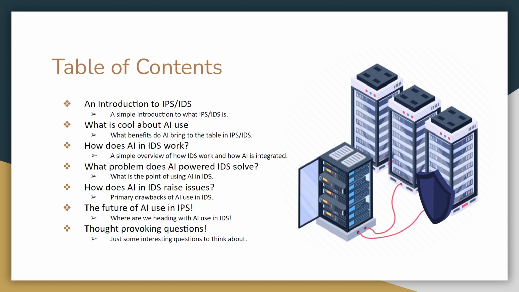It only works in IDS at the moment because it's used to detect threats using data sets it was trained on. We'll be explaining what problems AI-powered IDS solve, and we'll explain what issues this also raises, as well as the future of AI use in IPS. And at the end, we'll wrap up with some thought-provoking questions. So let's begin.